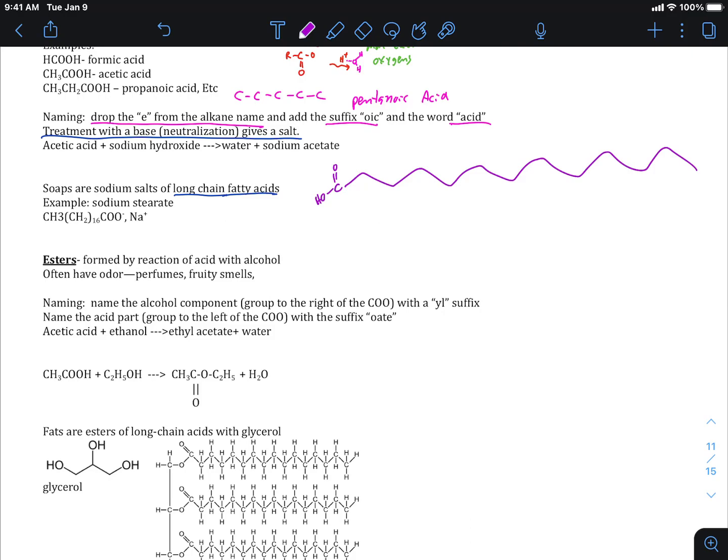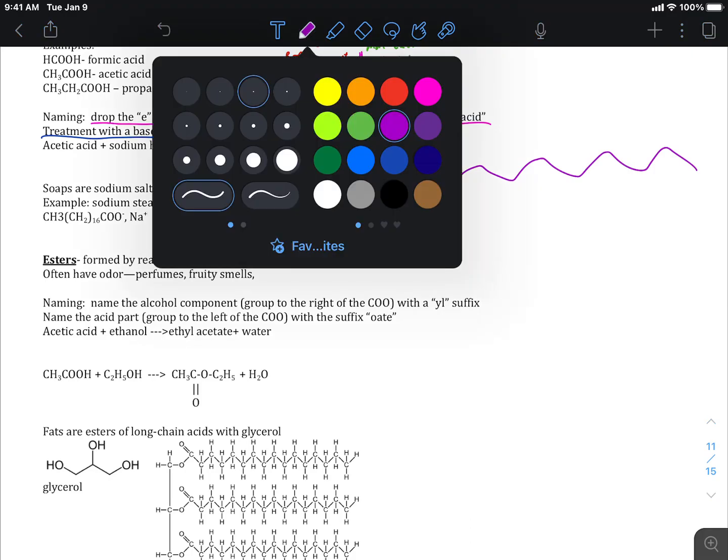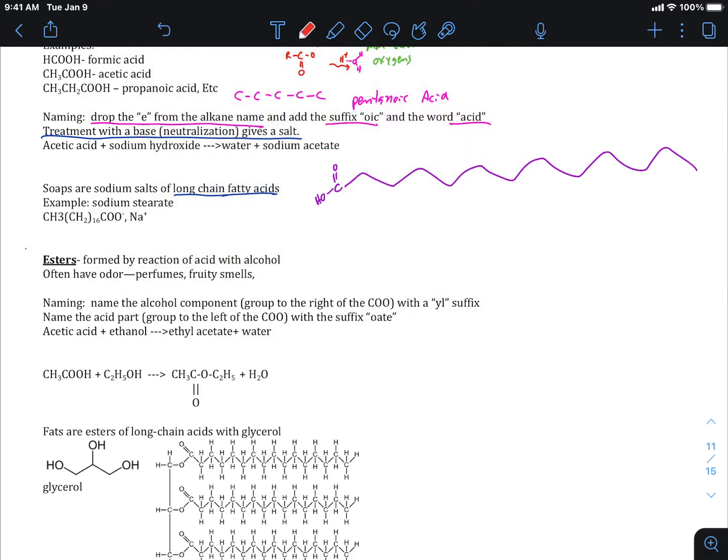Okay. So acids have the carboxylic group at the end. All right, next category.